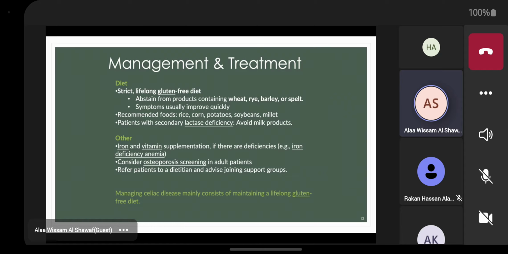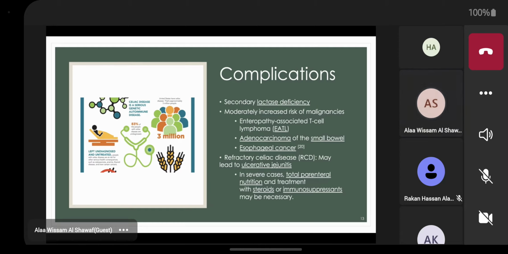Patients with secondary lactase deficiency should avoid milk products. Other management includes iron and vitamin supplementation if there are deficiencies, such as iron deficiency anemia. We consider osteoporosis screening in adult patients, refer the patient to a dietitian, and advise joining a support group. Managing celiac disease mainly consists of maintaining a lifelong gluten-free diet.